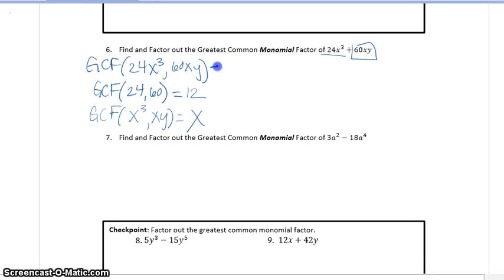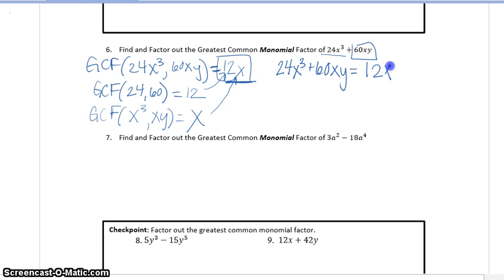So the greatest common factor of these terms is going to be the greatest common factor of the numbers, which is 12, times the greatest common factor of the variables, which is just x. So 12x is the greatest common factor from each of these terms. So we found the greatest common factor, but it also asks us to factor it out. So what that means is we are going to set up 24x to the third plus 60xy. We're going to factor out this greatest common factor.